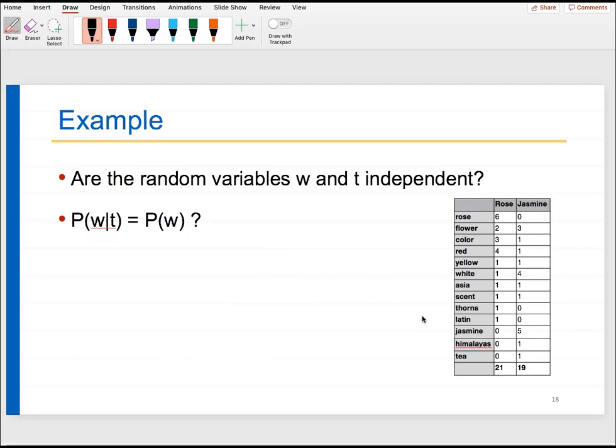Are the random variables W and T independent? So if I ask this question, what you need to do is find the probability of every word given every topic and see if they are independent. Let's say the probability of any W given topic as roses is equal to the probability of W given topic as Jasmine, right? You can compare them and find out whether they are equal or not. And if you have multiple variables, like multiple topics, then you have to do it for all the topics, right?